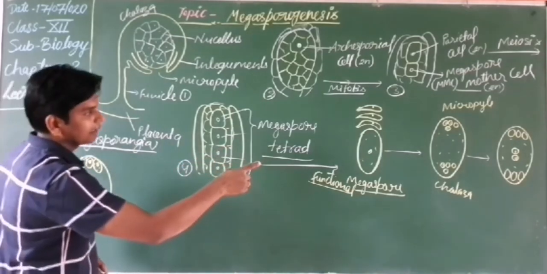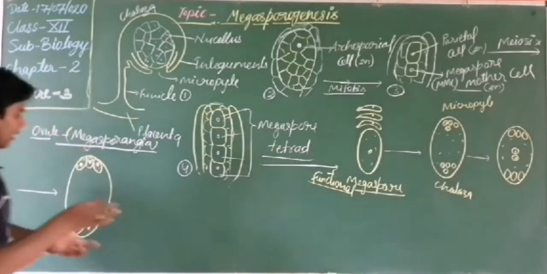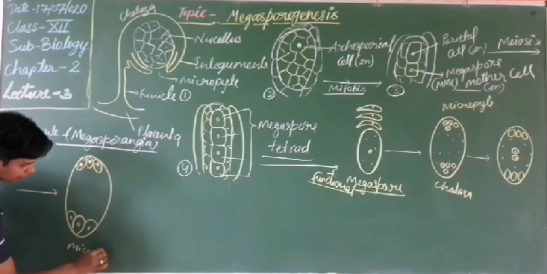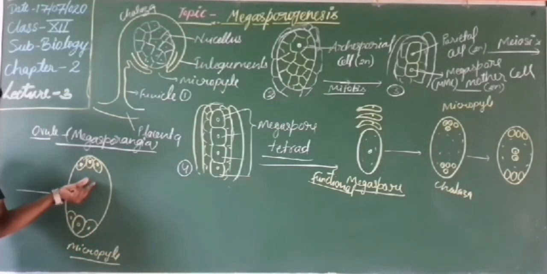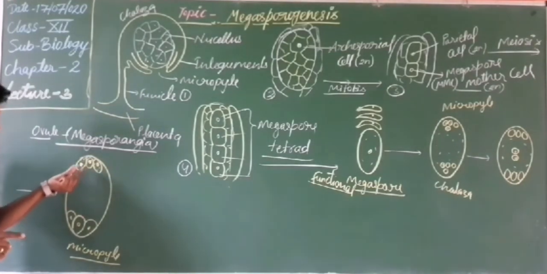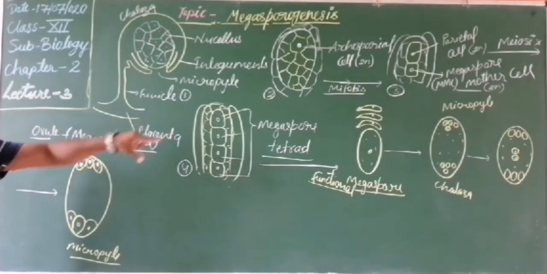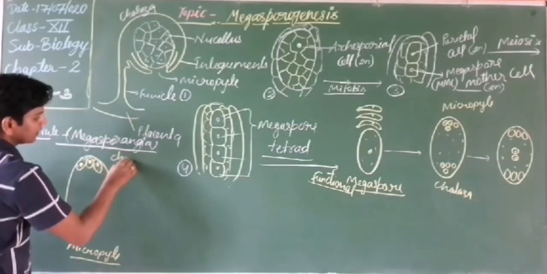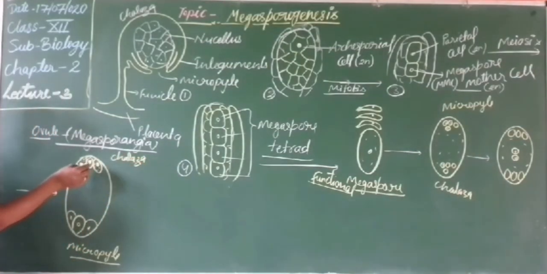I am inverting it. This one was micropyle, this one was chalaza, but now I inverted it. So this one is micropyle. Why am I doing like this? I am doing this so you will not get confused. Otherwise, in your book, the structure is given like this, and I am drawing that one. So that is why I inverted it. Okay. So this one is micropyle, this one is chalaza.